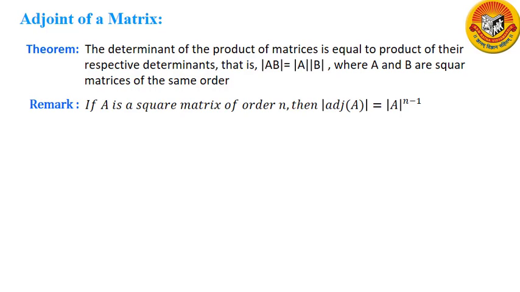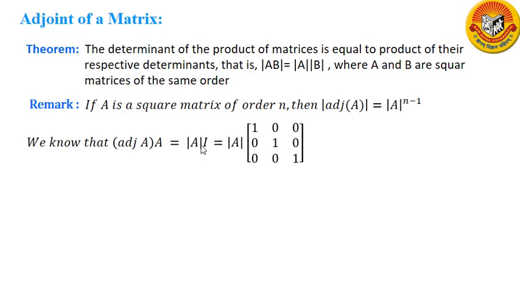If A is a square matrix of order n, then determinant of adjoint A is equal to determinant of A power n minus 1. Now all these theorems and remarks which we are giving, you can verify by taking examples, right? This remark is actually very important. Sometimes you will get this as a fill in the blank type question or MCQ type question. So if A is a square matrix of order n, then determinant of adjoint A is equal to determinant of A power n minus 1, where n is the order of matrix A.